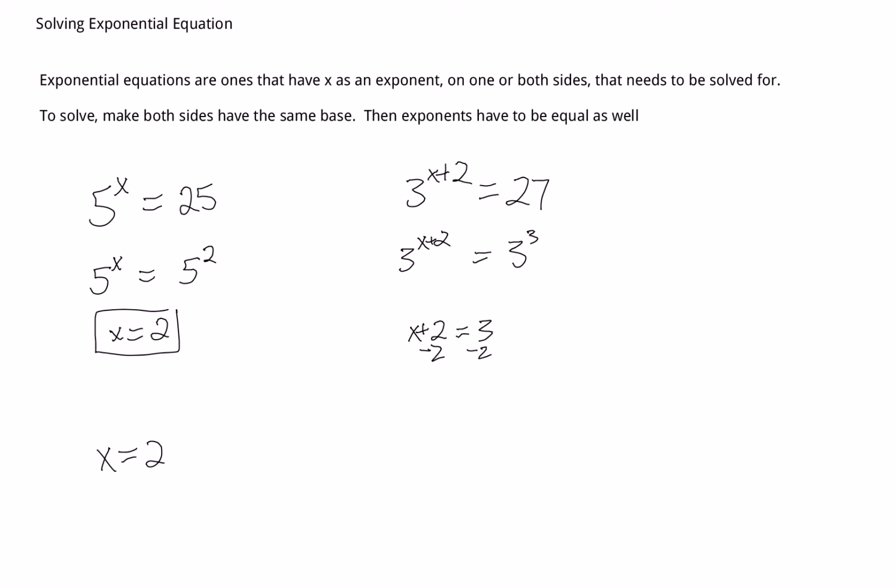Subtract 2 from both sides, and x will equal 1. You can always plug these back in, so you could take that x equals 1 and go back to the original. That'd give you 3 to the 1 plus 2 is 3, 3 to the 3 is 27, and we know that that's correct, so we're done the question.